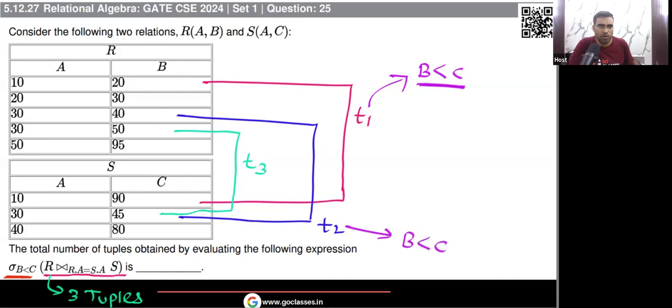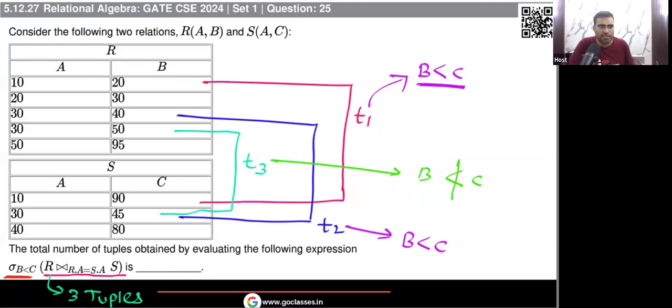Okay, what about tuple t3? In t3 you can see that the b value is 50 and the c value is 45. So the b value is not less than the c value. So finally I can say that in the final output, t1 and t2 will be selected.